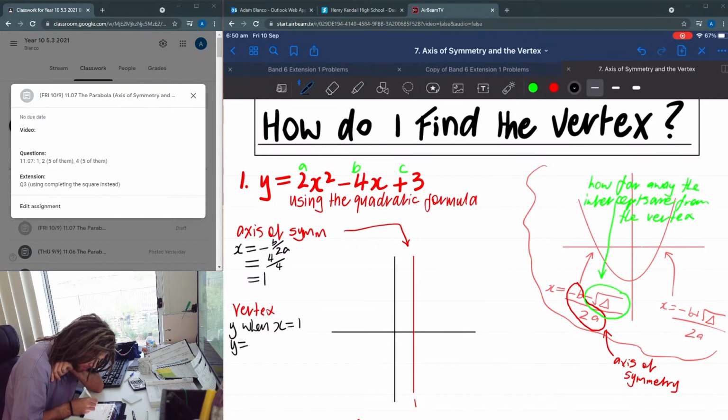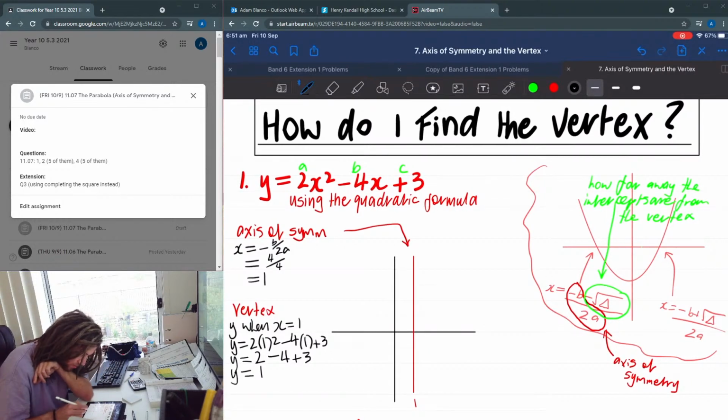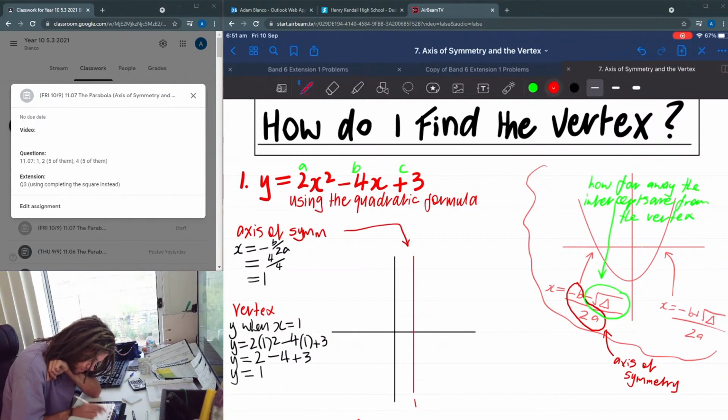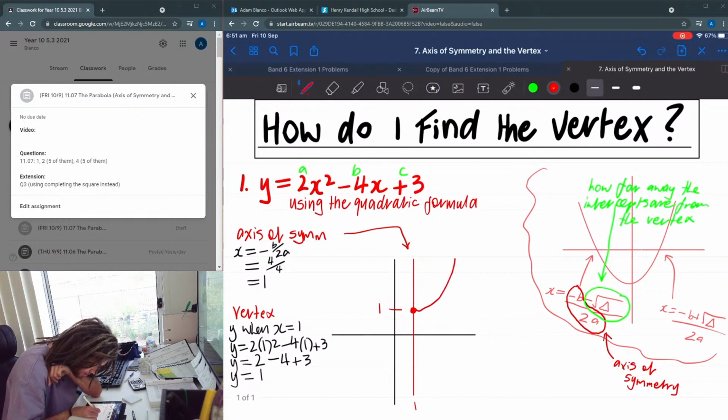Okay, so y equals 2 times 1 squared minus 4 times 1 plus 3. That's 2 minus 4 plus 3. 2 minus 4 is minus 2, plus 3 is 1. That equals 1. So then y equals 1. So y equals 1 would be there. That means my vertex is here. Okay. I also know that because this is positive, it's going to be concave up. So I can go like this, and I can go like this.